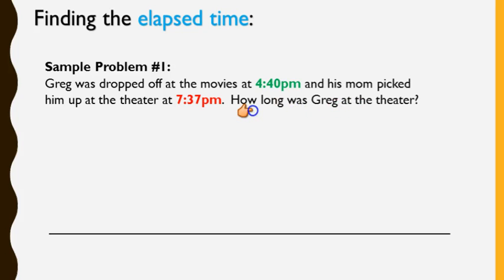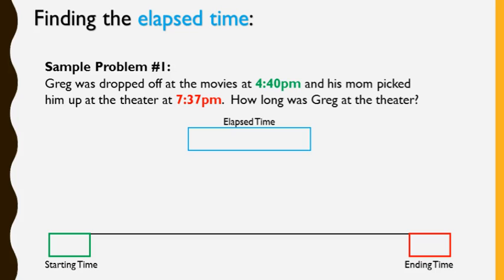Okay, so the first thing I want us to always create is a timeline. So on your paper in front of you, it's already created. So you have a timeline, and then you're going to make a little box for your starting time, and then you're going to make a little box for your ending time, and then you're going to make a little box for your elapsed time.